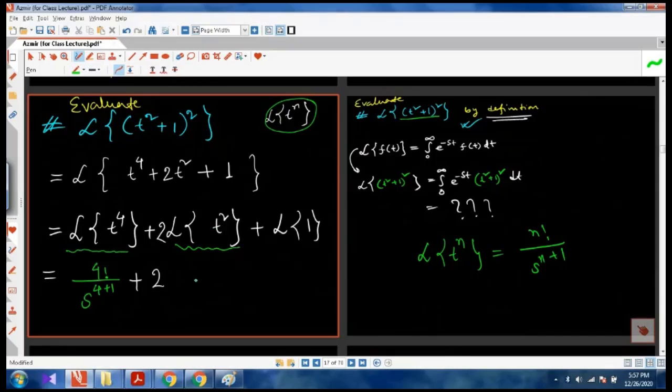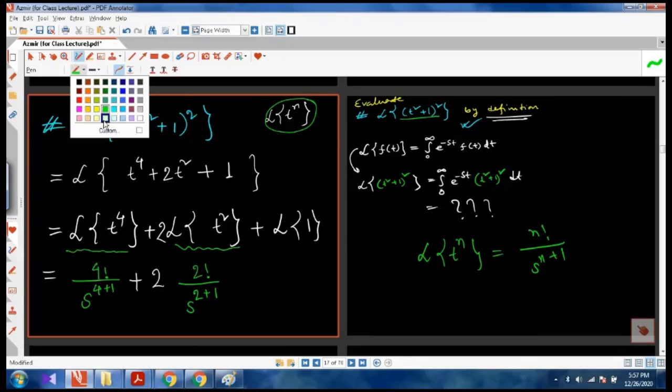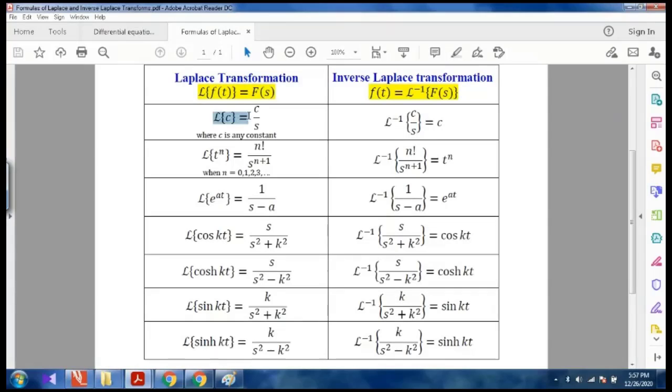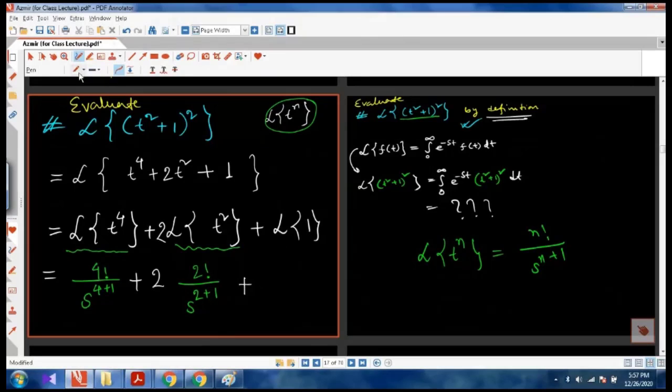And now let's solve this one. Laplace transform of t power 2. What will be the result? 2 factorial over s power 2 plus 1. And the last one, you know, Laplace transformation of a constant. Have a look at the first formula. So Laplace transformation of 1 is actually 1 by s.